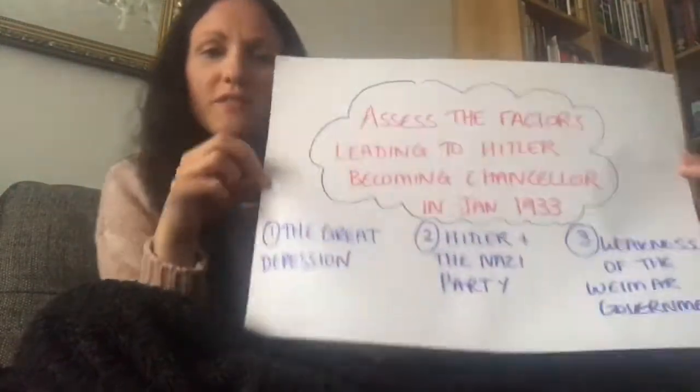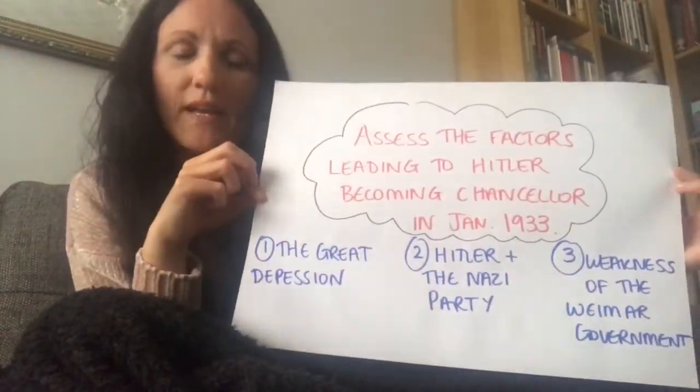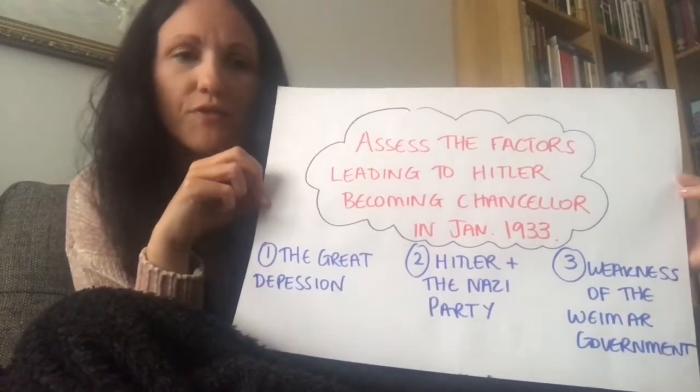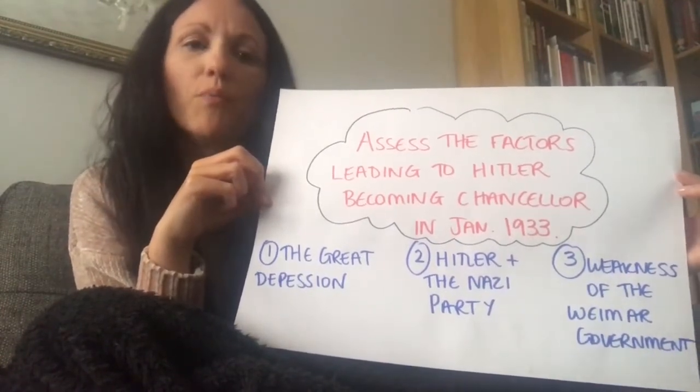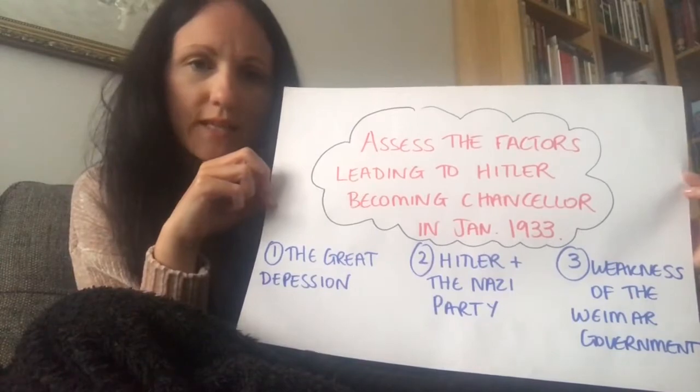We've got the Great Depression, Hitler and the Nazi Party, and weaknesses of the Weimar government. So pause me there and get a couple of ideas together.